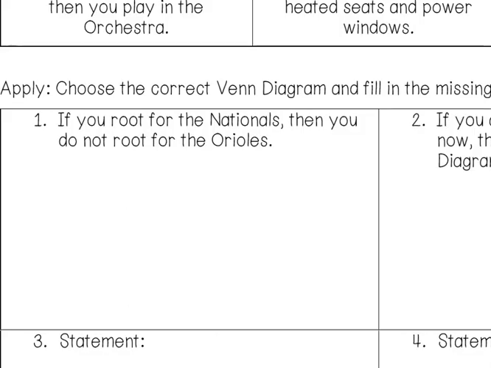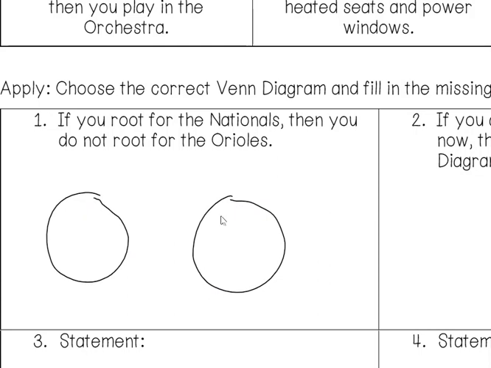All right, hopefully you were able to give these a try. In the first example, it says, if you root for the Nationals, then you do not root for the Orioles. So we're saying that these are never going to overlap. We're going to put them in 2 separate circles and say Nats fans are over here, Orioles fans are over here. These are not overlapping. You're not rooting for 2 different teams. You're only rooting for the one.